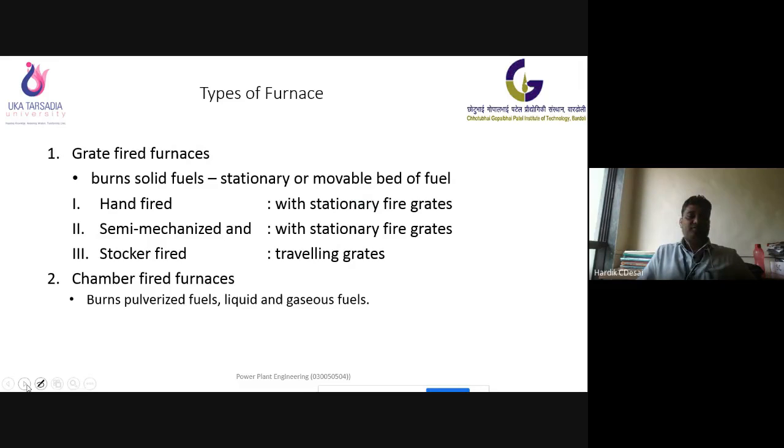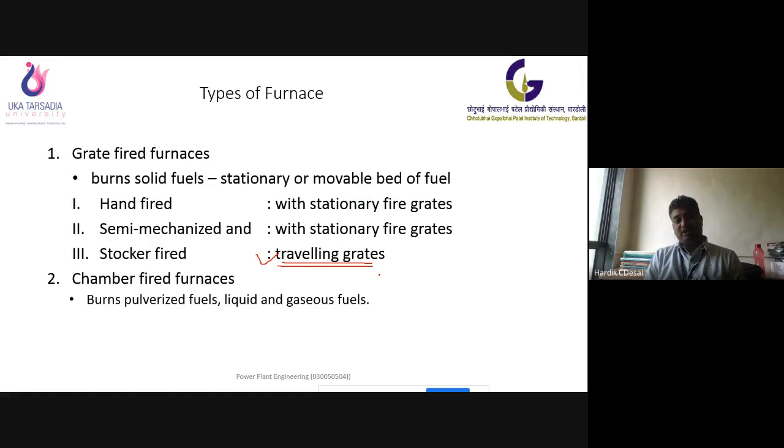So there are three kinds of mechanism. The first one is called hand fired, where we can fire the fuel with the help of our hands and shovels. These are generally the stationary kind of fire grates, which are immovable. The second one is semi-mechanized with stationary fire grates, and the third one is stoker fired. This is in the category of traveling grates. The grate or platform where the combustion takes place is traveling, it is changing its position, so your grates are moving in nature.